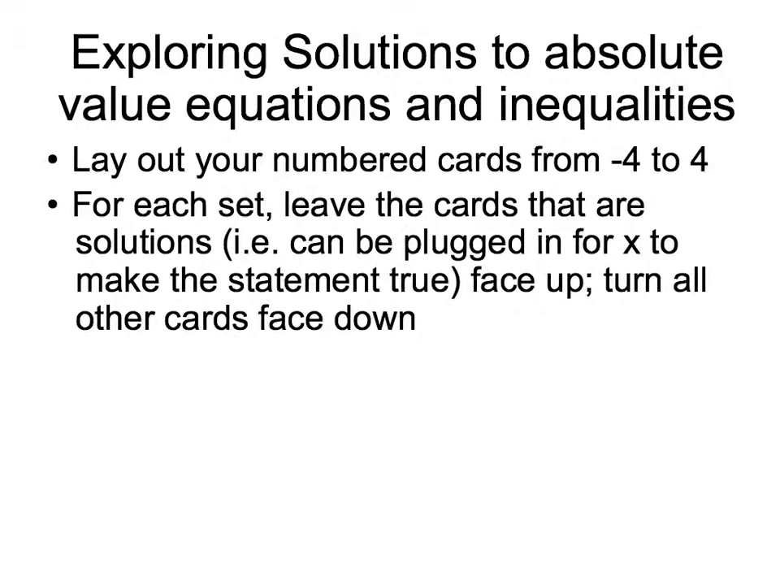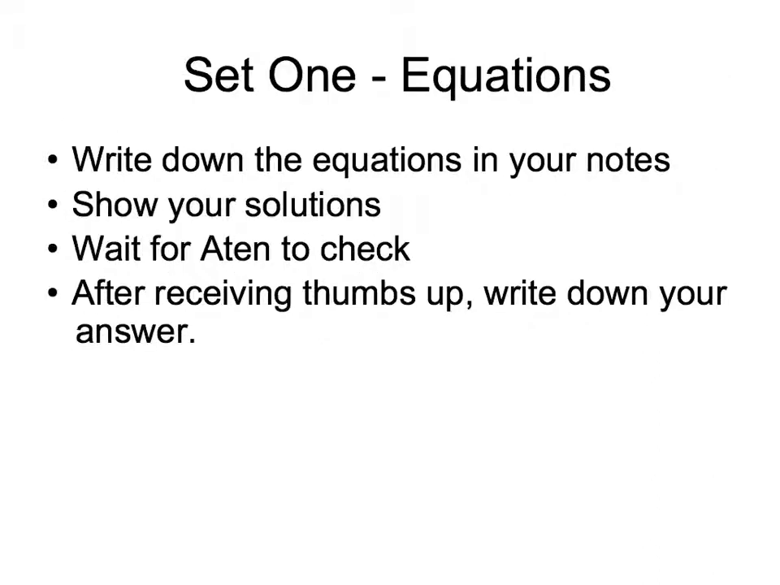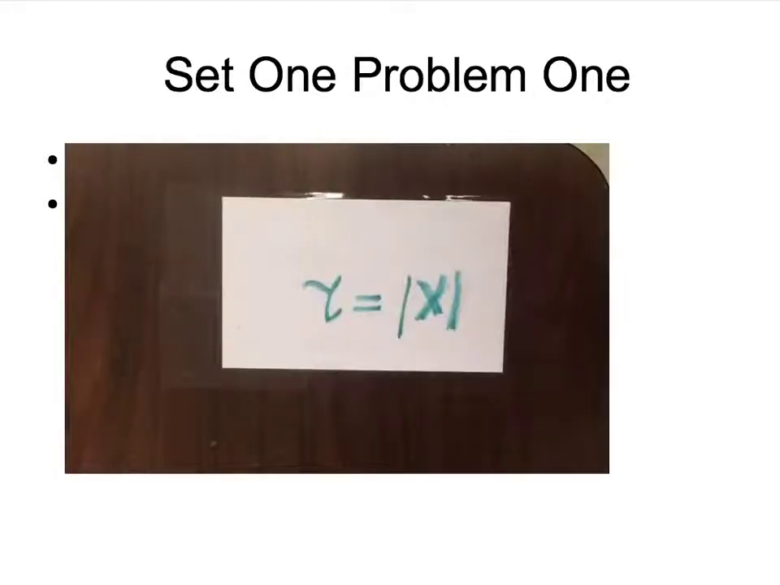Okay, so we laid out numbered cards from -4 to 4 that showed the solutions for each value for x. The first set of equations were all of the form absolute value of x equals some number. I asked you to write down the equations, and then you showed me your solutions with the numbered cards, and then after getting a thumbs up, you would write down your answer. Okay, so look at my picture that's upside down.